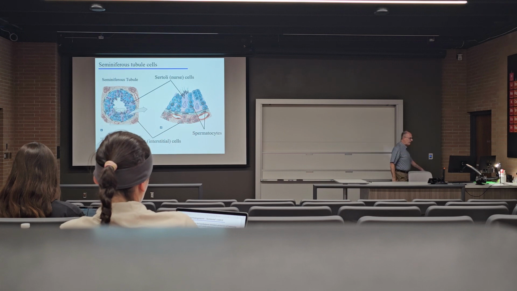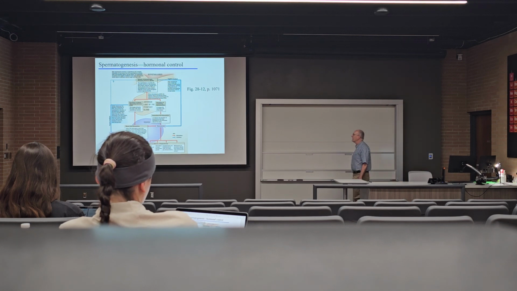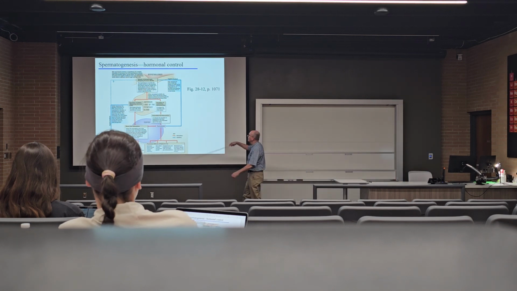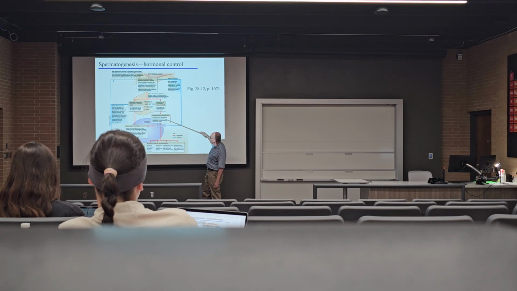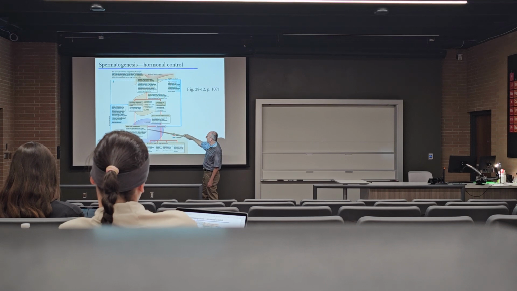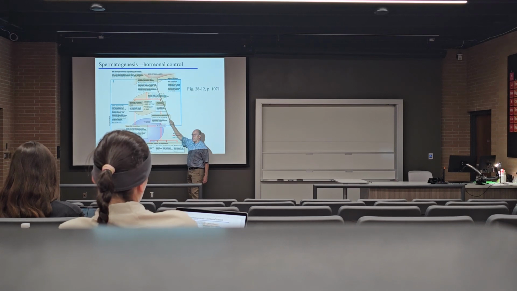And this can all be nicely summarized in this nice figure right here. You might want to take a look at this one. And once again, it starts here up in the hypothalamus with the release of GnRH, leading to production of FSH and LH. LH causes the Leydig cells to produce testosterone, which then does a whole bunch of things, including turning off GnRH.